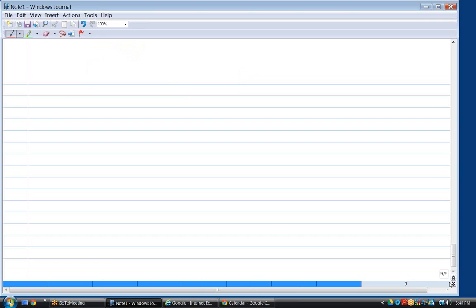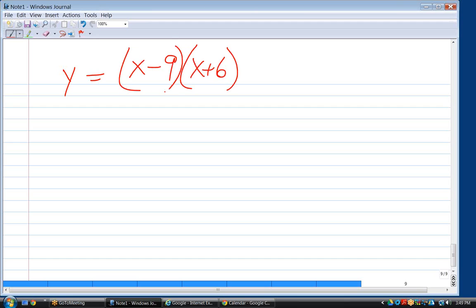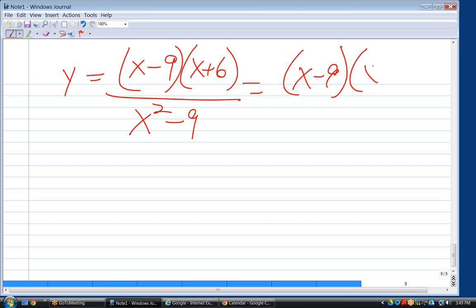All right, the next one is... Find the asymptotes of the given function, and it's f of x equals x minus 9 times x plus 6 over x squared minus 9. Okay. First thing you want to do is factor the bottom. X plus 3, x minus 3.